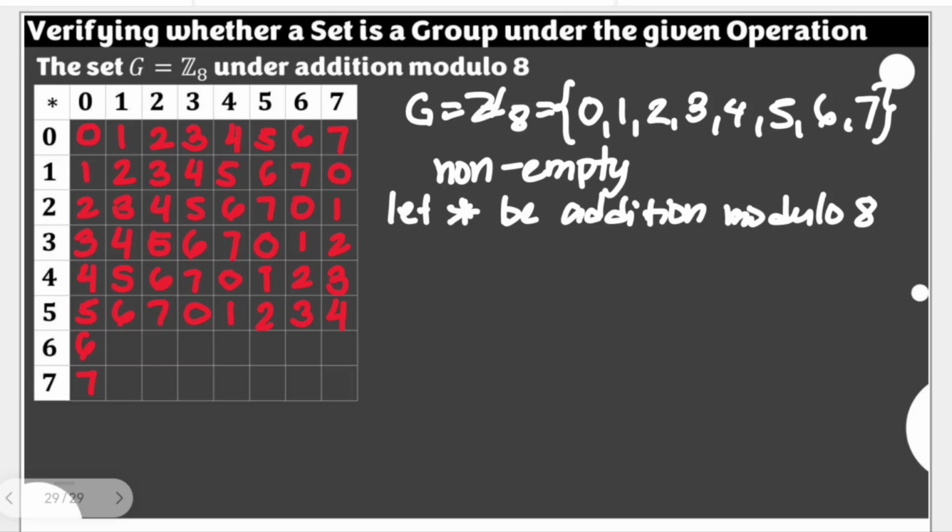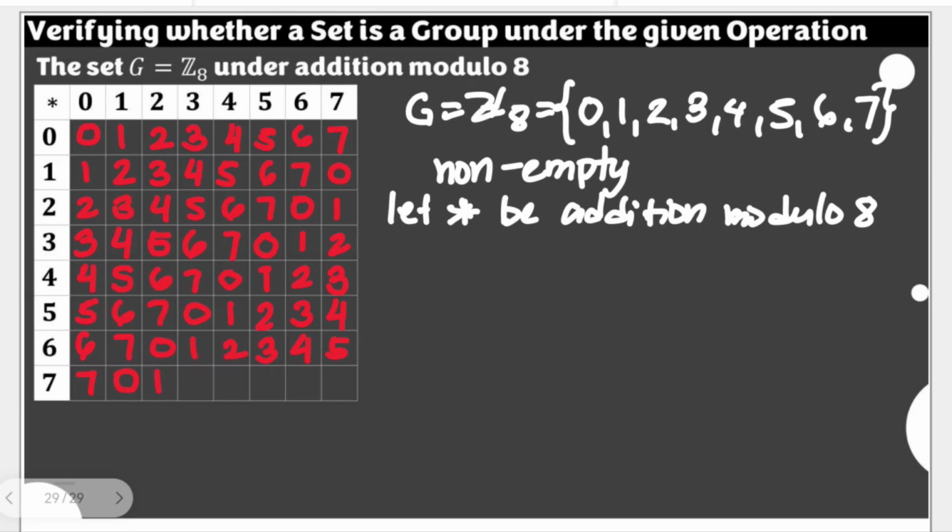6 plus 1 is 7. 6 plus 2 is 0. 6 plus 3 is 9. That's 1. 6 plus 4 is 10. That's 2. 6 plus 5 is 11, that's a 3. 6 plus 6 is 12, that's 4. And 6 plus 7 is 13, that's 5 modulo 8. And for the last row, you have 7 plus 1 is 0. 7 plus 2 is 1 modulo 8.